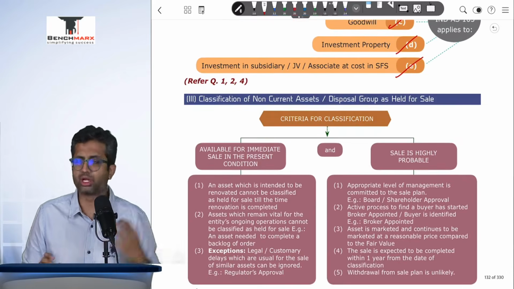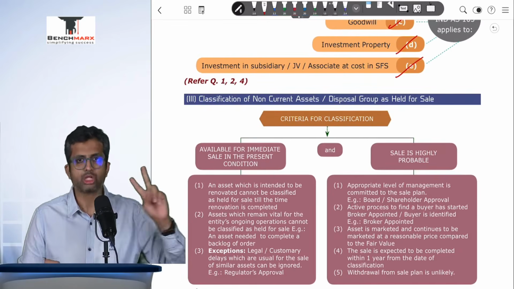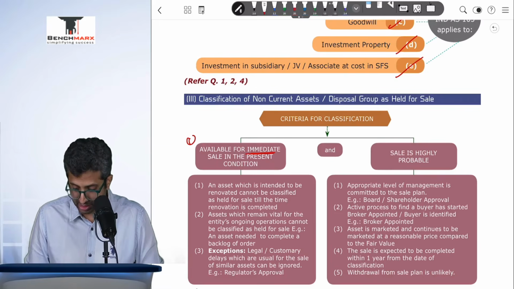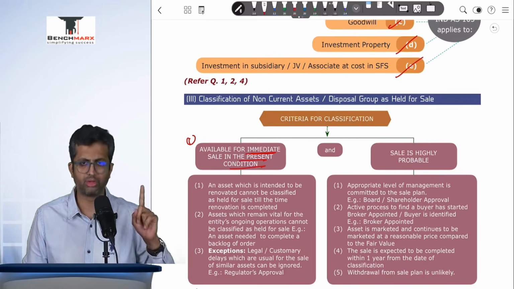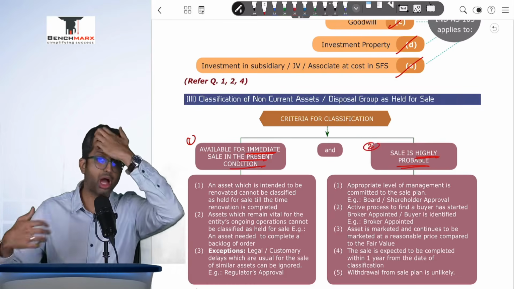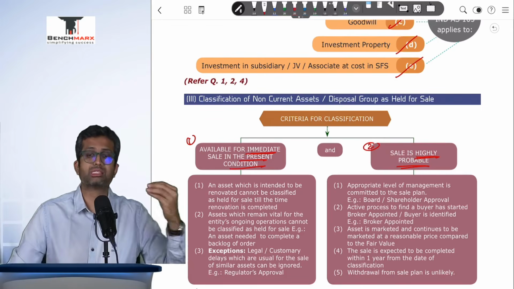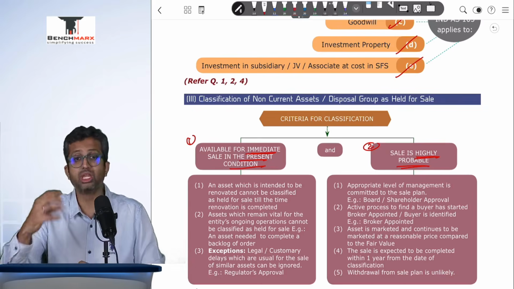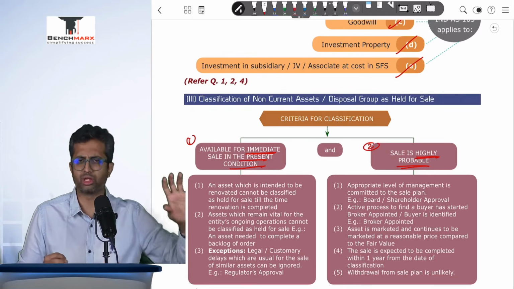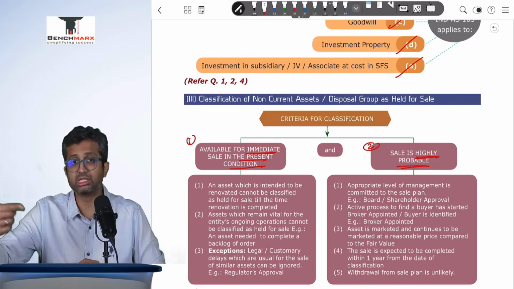Next, how do you figure out whether a particular asset or a group of assets is held for sale? So there are two important criteria. First, the asset should be available for immediate sale in its present condition. And second, the sale should be highly probable, not just probable, highly probable. So there are 5 circumstances which the standard tells you to say that the sale will be highly probable. First, the appropriate level of management should be committed to the sale plan. Like the authority to sell a particular factory is with the board. So if the board is committed to the sale plan, only then can we say that this sale is highly probable.